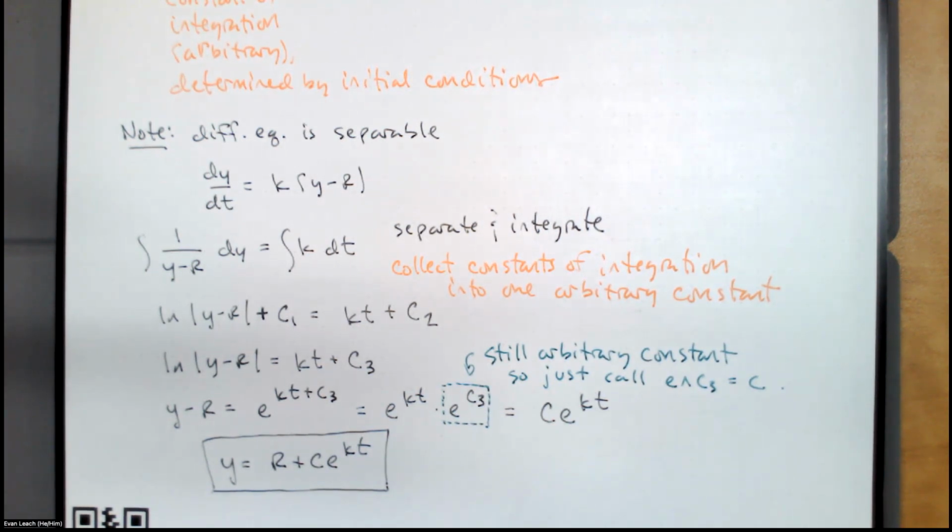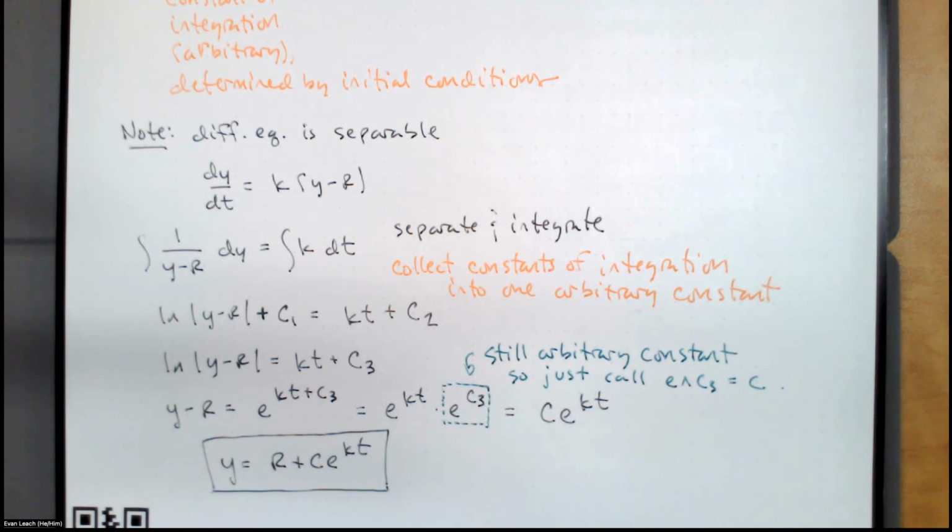Based on what we know, this solution should look like this if we're using this equation as a model for an object heating up or cooling off. That tells us that K is going to be negative, because we're going to be approaching a horizontal asymptote of R.